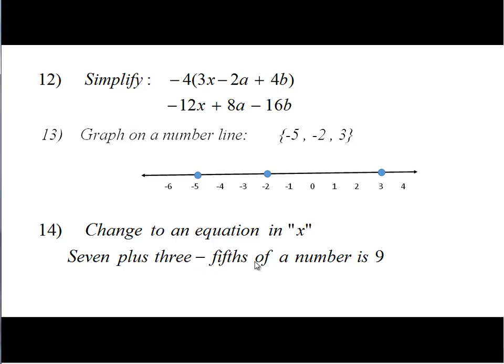Okay, now I want to write an equation. 7 plus 3/5 the number is 9. And I think I made it minus. Let's see. So it should be 7 plus 3/5 of a number is 9. So it's just 7 plus 3/5 is 9.